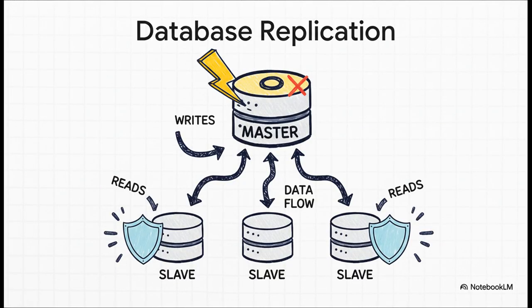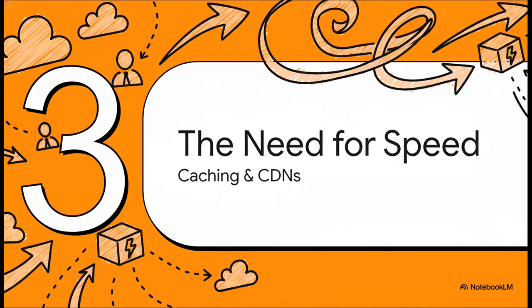The solution here is called database replication. Basically, you create copies of your database. You have one master database that handles all the writes, all the new or updated information. Then you have multiple slave or replica databases that only handle read requests. This splits the workload, which is great for performance, but it also gives you a crucial safety net. If your master database has to go offline for some reason, the replicas are still there to serve data, keeping your app running smoothly.